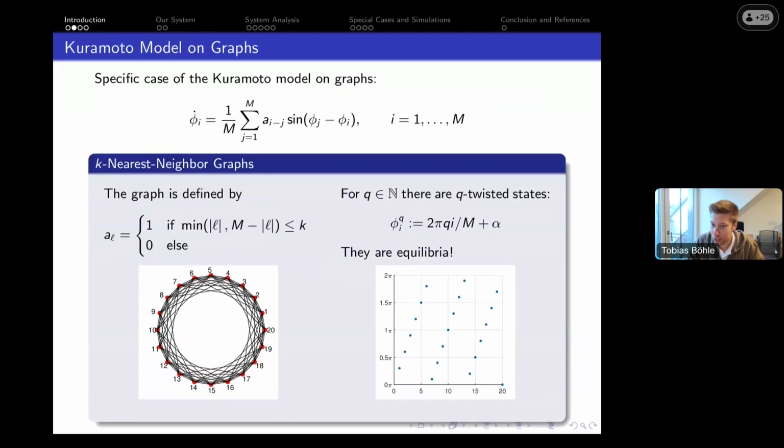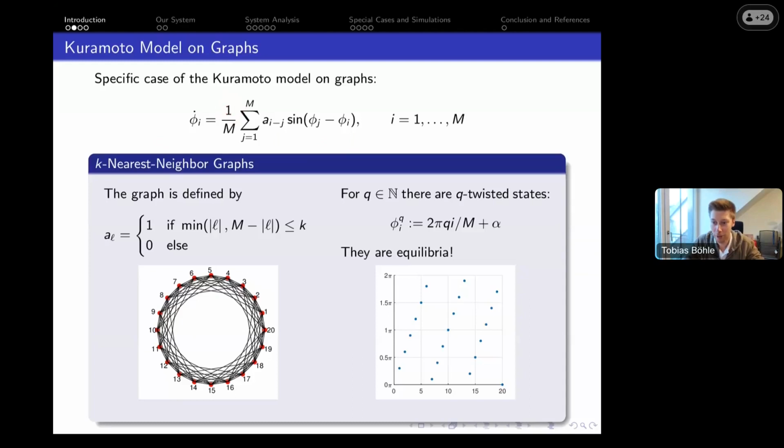So now we want to consider a very specific case of the Kuramoto model on graphs. This is special because here there are no intrinsic frequencies. So we have set them all to 0. And if there are no intrinsic frequencies, then you can also rescale time such that the coupling strength is equal to 1. So this is why there's no coupling strength here, but just a 1.